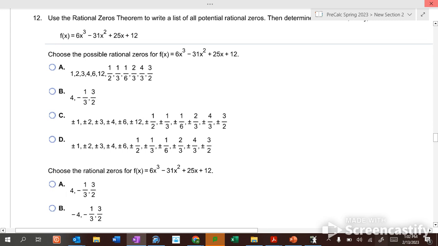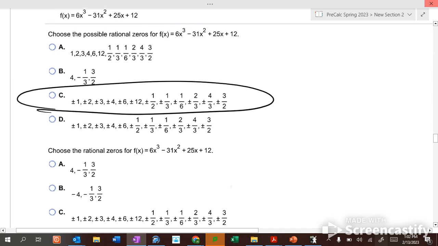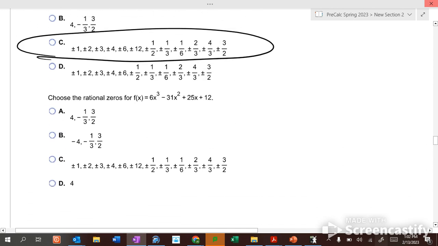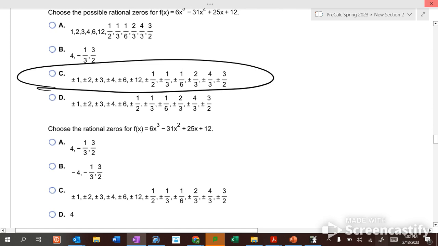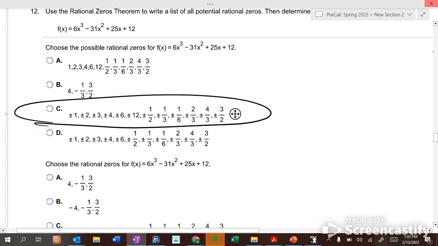Rational roots theorem, that's what we worked on a little earlier. All the factors of 12 over all the factors of 6. So it's this one. So which of them work? Well, we actually have to figure this out. But having multiple choice kind of helps. Because we have 6, negative 31, 25, and 12.